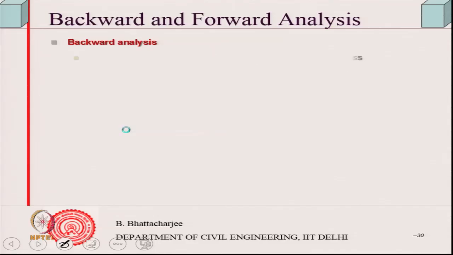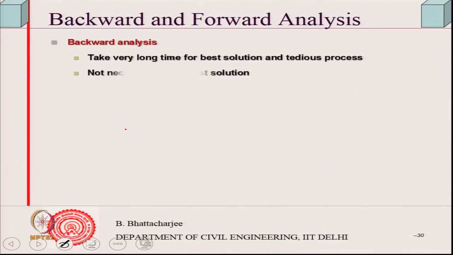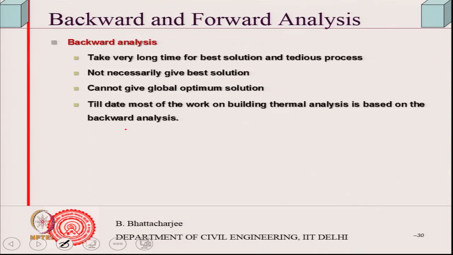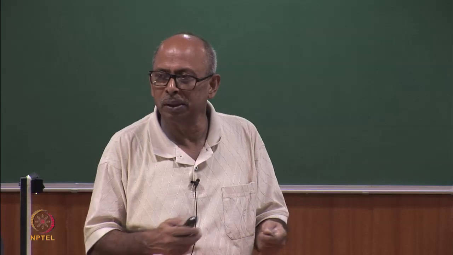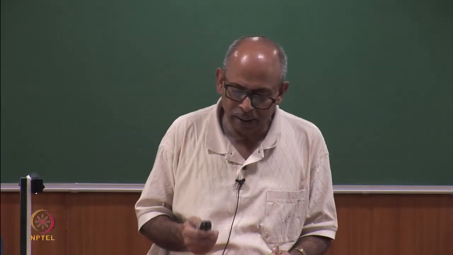Backward analysis takes very long time for the best solution, is a tedious process, and does not necessarily give the best solution. It cannot give a global optimum. Till date, most of the work on building thermal analysis is like that, okay, that is not really of our interest. Forward analysis can give you the best solution, can give a global optimal solution if you are using an optimization process, and can be done only through an optimization process. In fact, it is possible to do structural optimization also, but anyway, that is not our concern here.